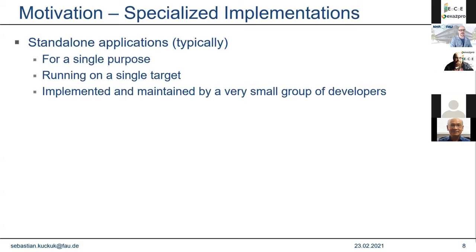So on the one hand, we can do standalone applications, and this has been done basically since the beginning of software development. You write one application for only a single purpose running on a single hardware. And ideally, this is also implemented and maintained by one or at least only a couple of persons. And if you can guarantee that scope and you don't want to do more than that, then this is a perfectly valid thing to do. And also for prototype implementations, this is very attractive.